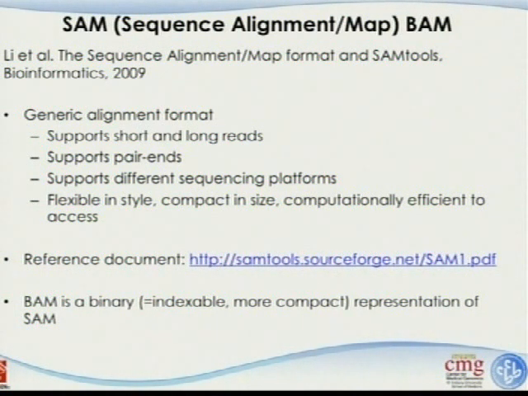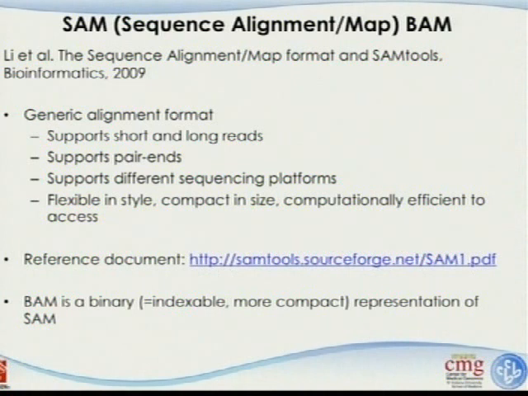Okay? Next one is a very important one, which is the SAM. It's called the Sequence Alignment Map, and the binary version of that is called a BAM file. And this is published in this Bioinformatics paper. Actually, this is a standard alignment format right now, and it was generated by the 1000 Genomes Project. So you can see a lot of standards were produced from that project. Okay, so it is a generic alignment format. It supports short or long reads, paired ends, and different sequencing platforms. So it's flexible in styles, and so it's a good thing, right?